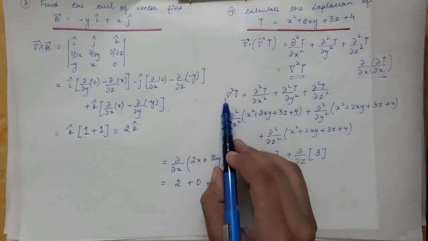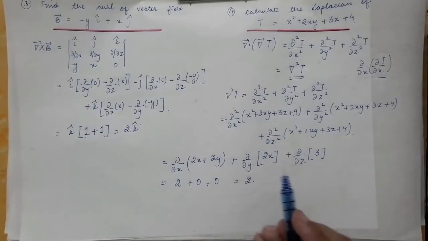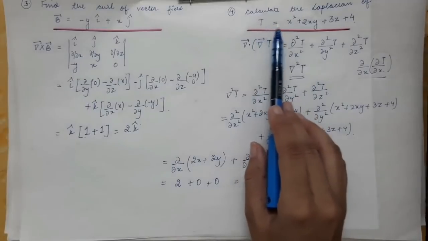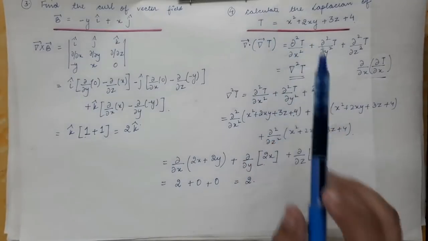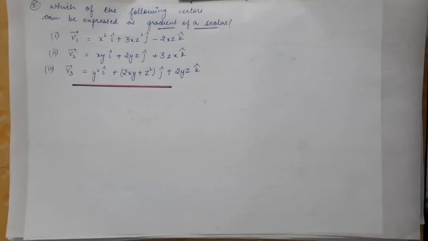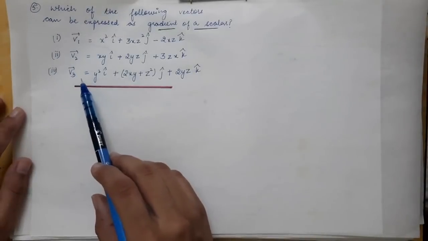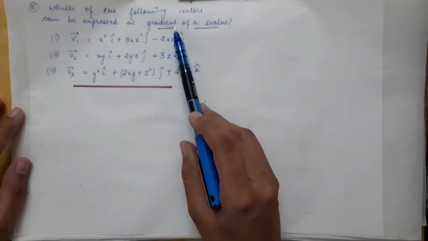So the Laplacian of a scalar quantity has come out to be equal to 2. So the Laplacian of this scalar field which we are given in the numerical has come out to be equal to 2.